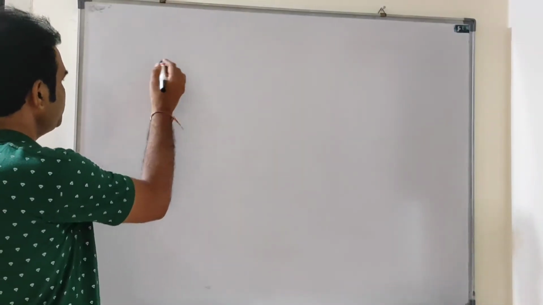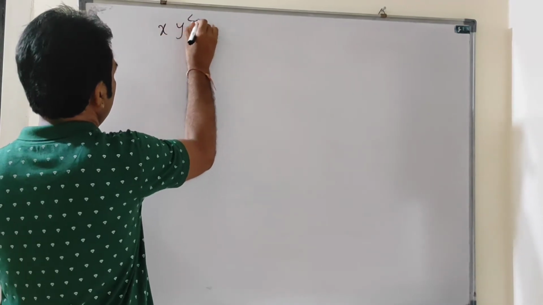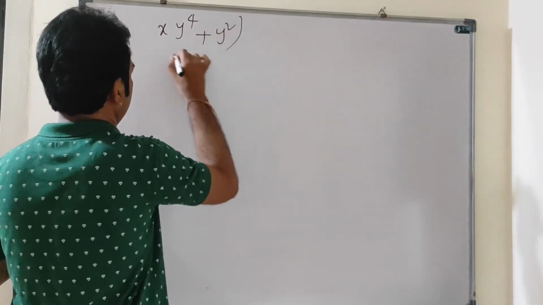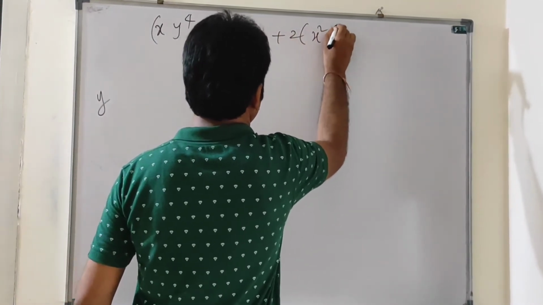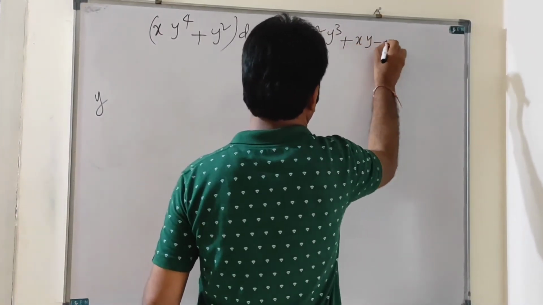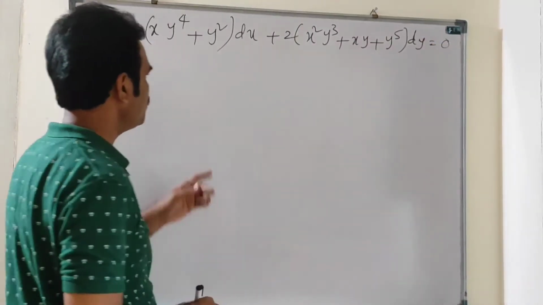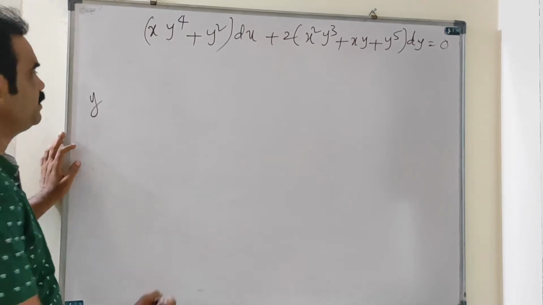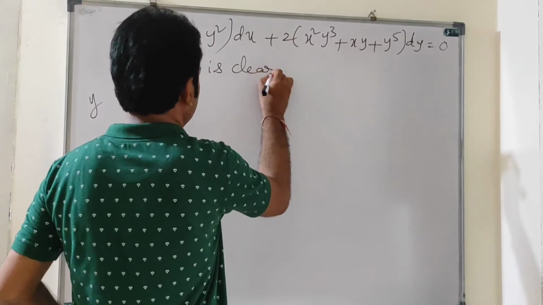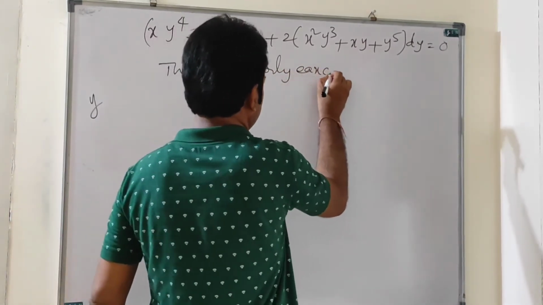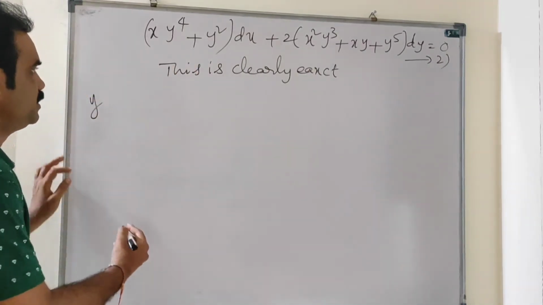Now multiply the given equation by the integrating factor. Here the integrating factor is y, so that becomes (xy power 4 plus y square) dx plus (2x square y cube plus xy plus y power 5) dy is equal to 0. Since you are multiplying the given equation by the integrating factor y, now this is clearly exact.